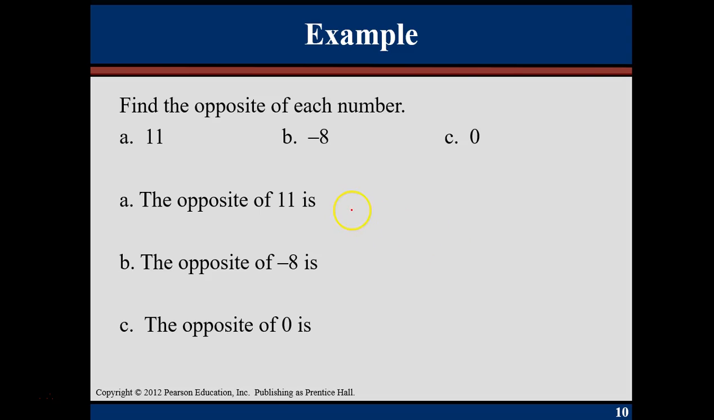The opposite of 11 is -11. Positive 11 goes to the right, so -11 would go to the left. The opposite of -8 would be +8, because -8 goes to the left, so +8 would go to the right. The only number that doesn't have an opposite is 0, because it is neutral. It is not signed. It is not positive or negative. So 0 is the only real number that is its own opposite.